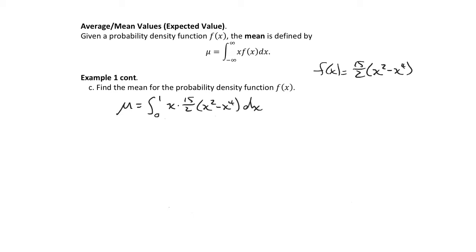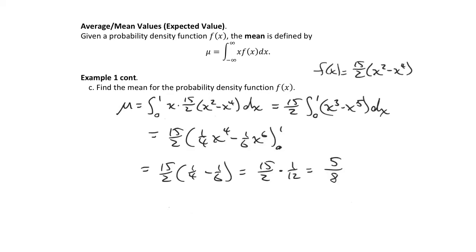Now we'll do a little simplification here. Let's pull out the 15/2 in front of the integral and then distribute the x to both terms there. We'll end up with x cubed minus x to the 5th. We'll find the antiderivative and compute the values at 1 and 0. When we find the antiderivative and substitute 0 and 1 in, when x is equal to 1, we'll get 1. And when x is equal to 0, we get 0. So our expected value is 5/8.